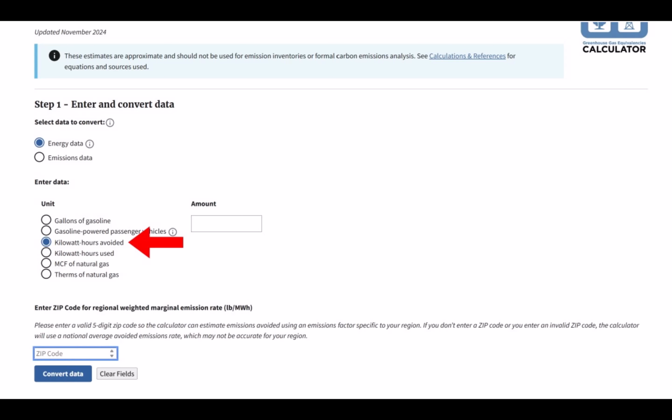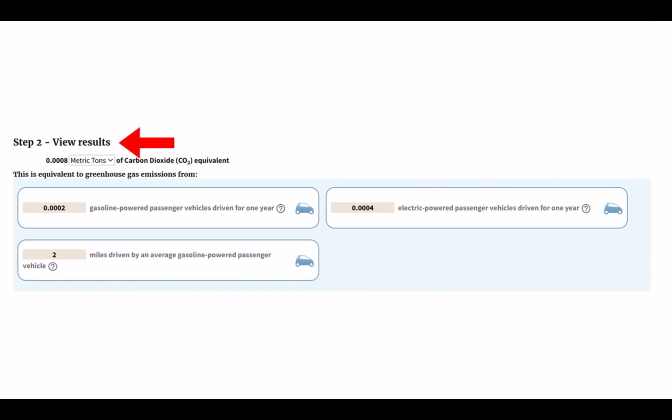Kilowatt hours of electricity saved from being used because your PV system produced them instead. Type the very convenient number of 1 into the amount box. Then enter your zip code to get resource equivalency data specific to your location. Click on Convert Data. A variety of equivalencies to 1 kilowatt hour of electricity avoided in your region will appear.